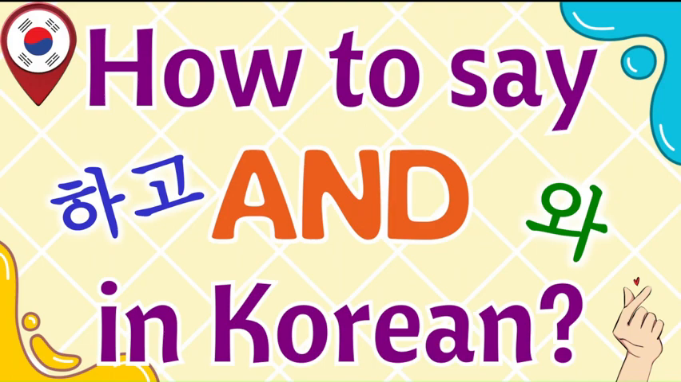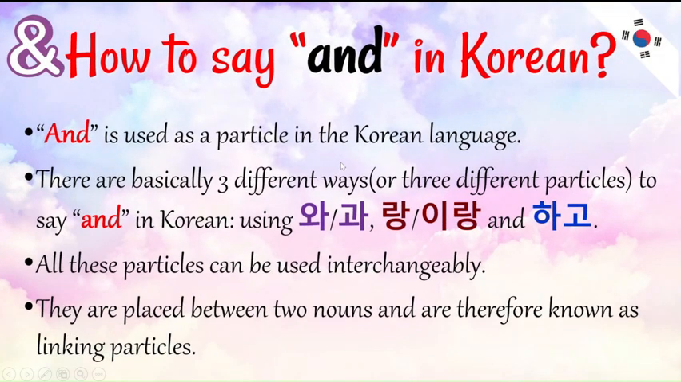Okay, let's get started. Now, and is used as a particle in the Korean language, okay, not as a word. Notice the difference. And is considered a word in English. But when we are talking about Korean language, then it is used as a particle. And we know that particles in Korean language have a very specific role in sentences. They provide a clearer meaning to the sentence. Okay, they are a very important part of Korean grammar. So, and is a particle in Korean language.